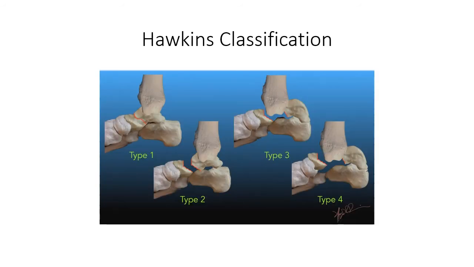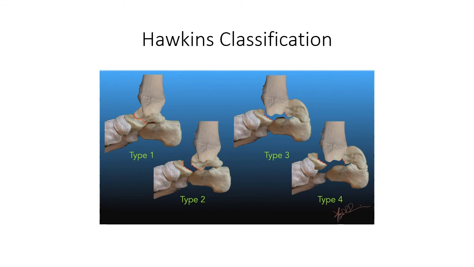We use Hawkins classification to classify talar neck fracture. This classification can predict the outcome of talar neck fracture and the avascular necrosis rate. Type 1 Hawkins is a non-displaced fracture. Type 2 is a subtalar dislocation fracture of the talar neck.